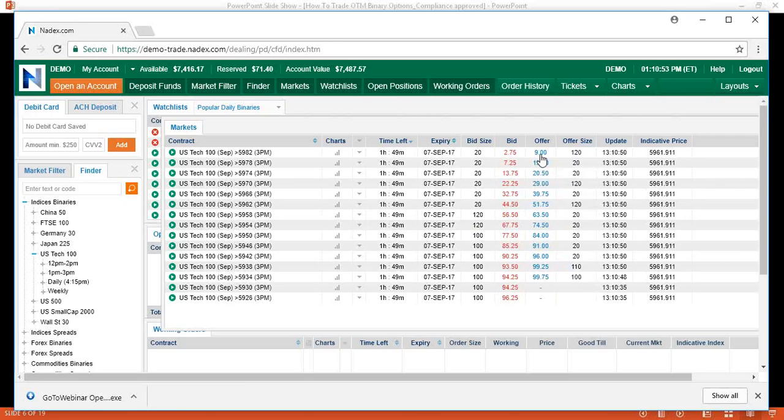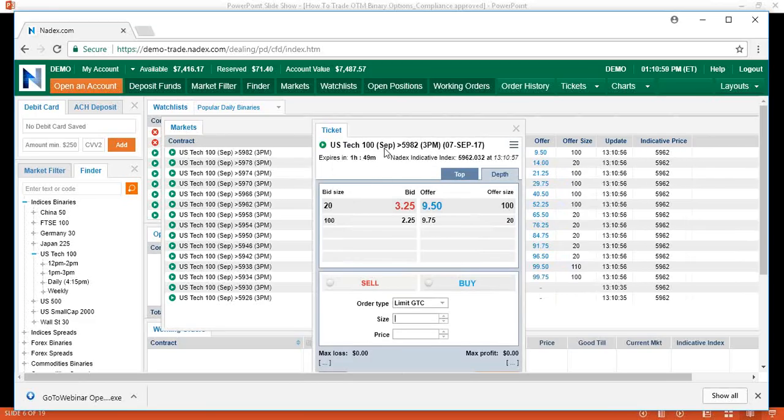For example, this one way up here, it's only priced at $9. Well, why is it priced so cheap? Well, what is it saying? That the US Tech 100 will expire greater than 59.82 at 3 p.m. Where's the market at right now? 59.62. It's 20 points behind, right? So for this binary to expire in the money, what would have to happen? Well, between now and 3 p.m., the market has to go all the way up and go above 59.82.